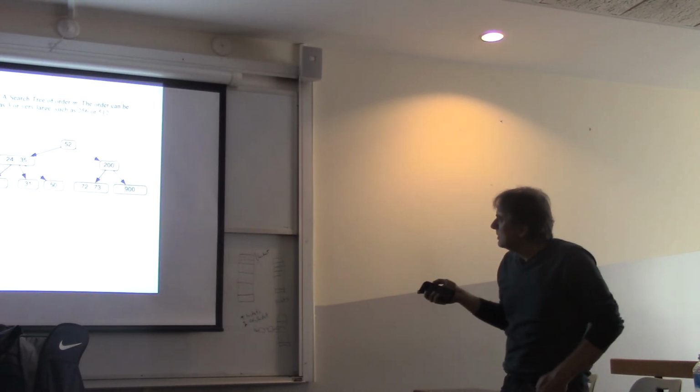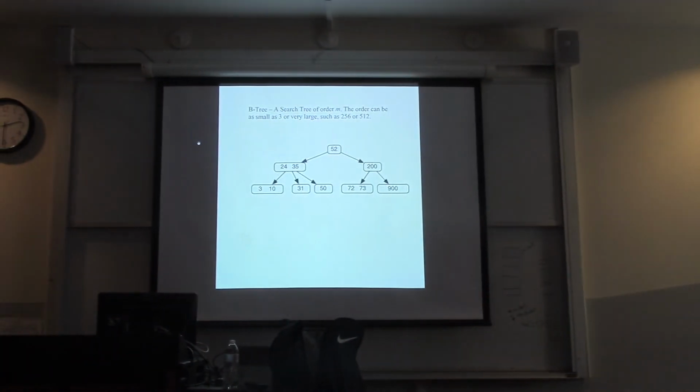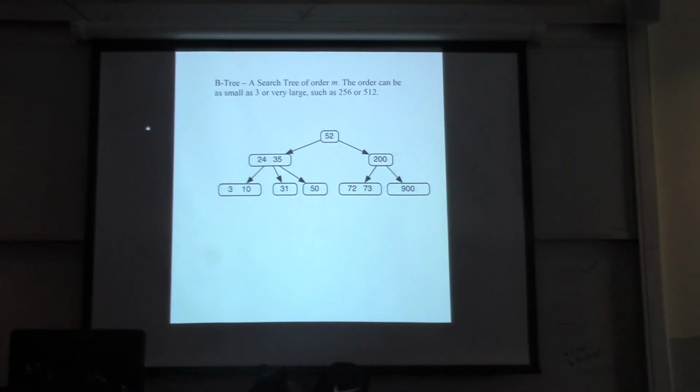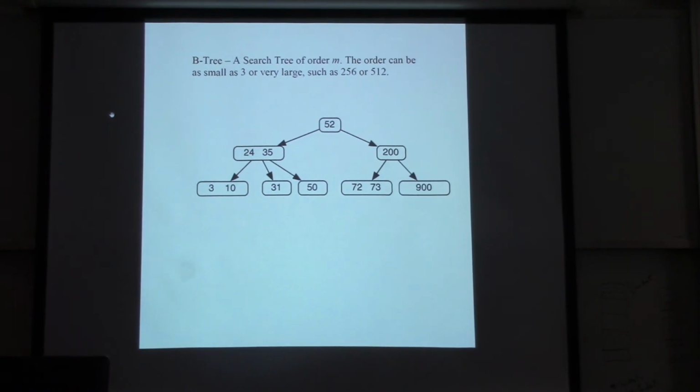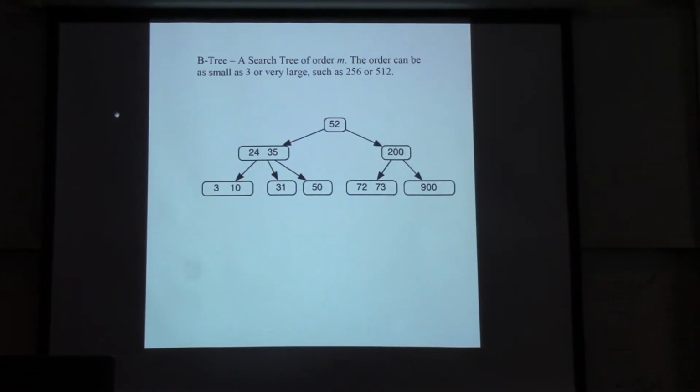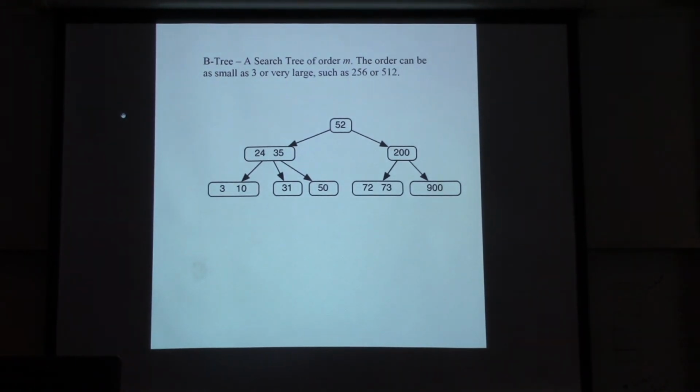So here's an example of an ordinary B tree. This is a 2-3 tree, isn't it? The root has 2 children. It can have as few as 2 and as many as 3. And every other node can have between 2 and 3. Notice that this one has 2, this one has 3. Okay?